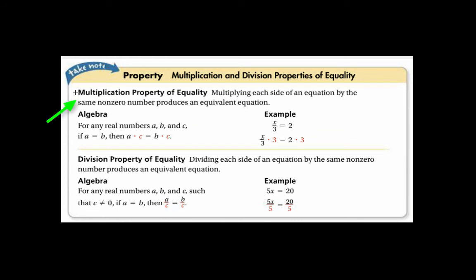Here's our multiplication property of equality. Basically it says you can multiply an equation by anything you want as long as you do it to both sides. Same thing with division down here: for any real numbers a, b, and c, so that c does not equal 0, if a equals b, then a divided by c equals b divided by c. We have to put this little condition on here, c cannot equal 0, because we know we can't divide by 0. Basically this says we can divide both sides of an equation by anything we want as long as that thing is not 0.